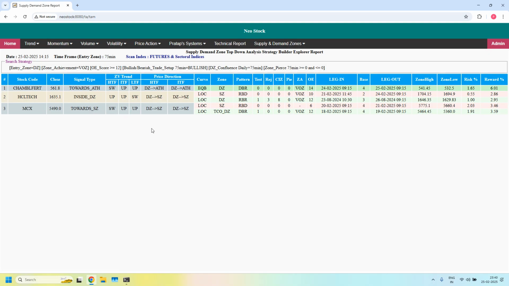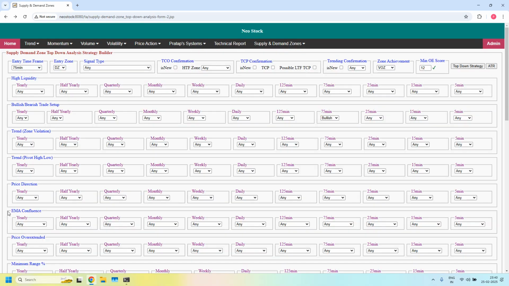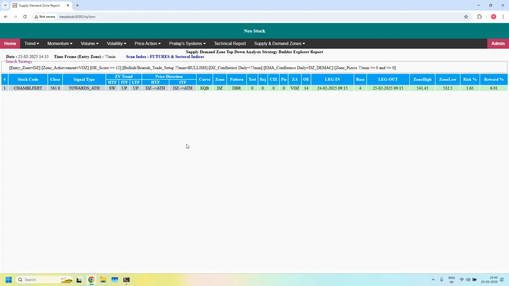75-minute zone is part of daily. If any of these daily demand zones are having daily EMA confluence, let's verify. So daily demand zone with daily EMA confluence. So we got one stock. This is even more high probability trade setup supported zone. This is based on LTF, ITF and ITF EMA confluence.